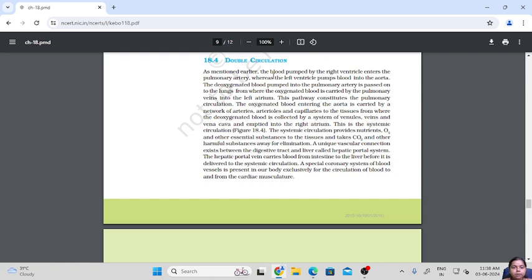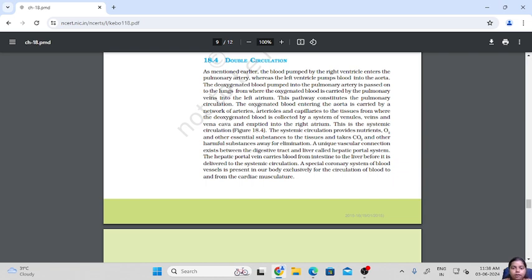So under double circulation, as I've told you earlier, the blood pumped by the right ventricle enters the pulmonary artery, whereas the left ventricle pumps blood into the aorta. The deoxygenated blood pumped into the pulmonary artery is passed to the lungs, from where the oxygenated blood is carried by the pulmonary veins into the left atrium. This pathway constitutes the pulmonary circulation.